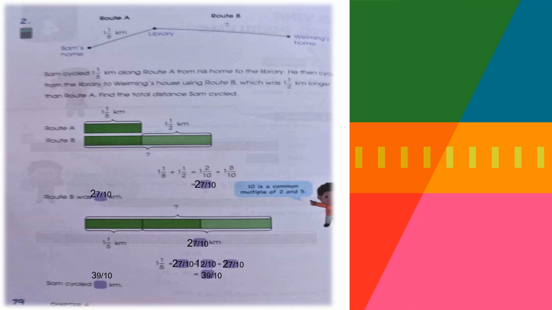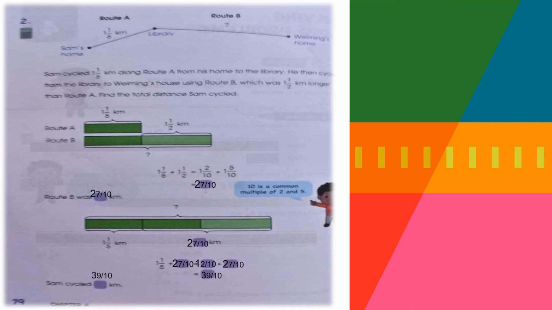In example 2, Sam cycled 1 whole number 1 over 5 kilometers along Route A from his home to the library. He then cycled from the library to Wemmick's house using Route B, which was 1 whole number 1 over 2 kilometers longer than Route A. Find the total distance Sam cycled.